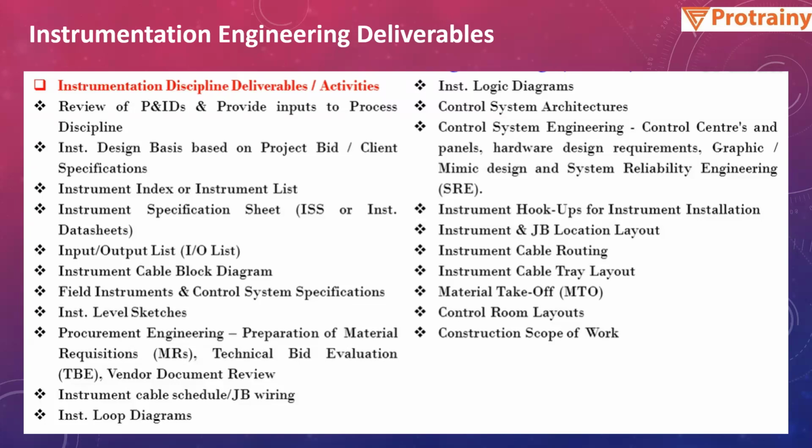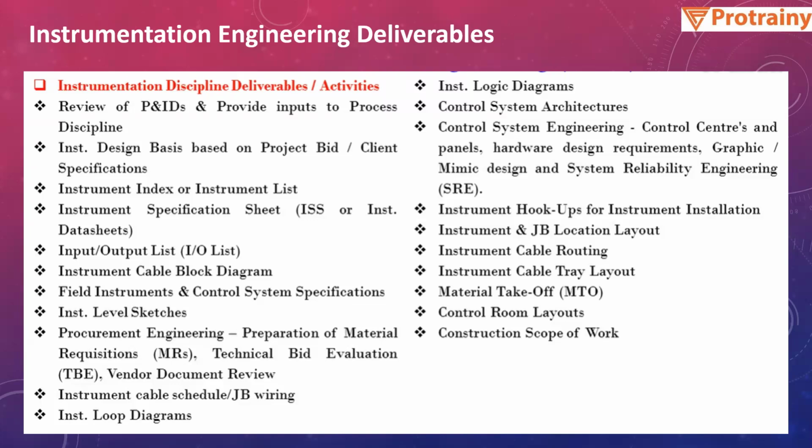After that, the instrument cable block diagram will be prepared. Field instrument and control system specification will be done. Then we'll have the procurement engineering, which includes MR, technical bid review, and vendor drawing review. Then instrument cable schedule, JB wiring, instrument loop diagram, instrument logic diagram, instrument control system architecture. Then there will be hookup drawings for instrument installation.